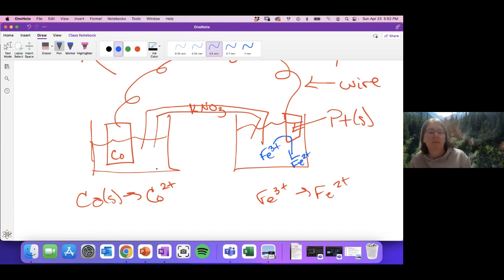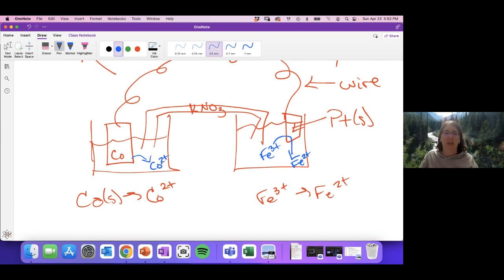This cobalt electrode is actually degrading because it's kicking off cobalt 2+. So my cobalt electrode will actually get physically smaller as this reaction proceeds because I am generating cobalt ions in solution. Now, since we've drawn this much of the diagram, we might as well keep going.